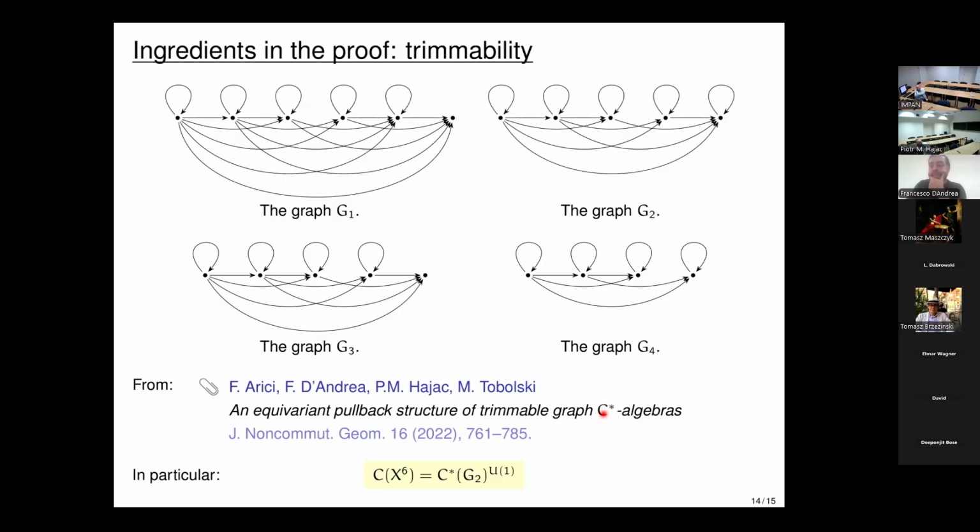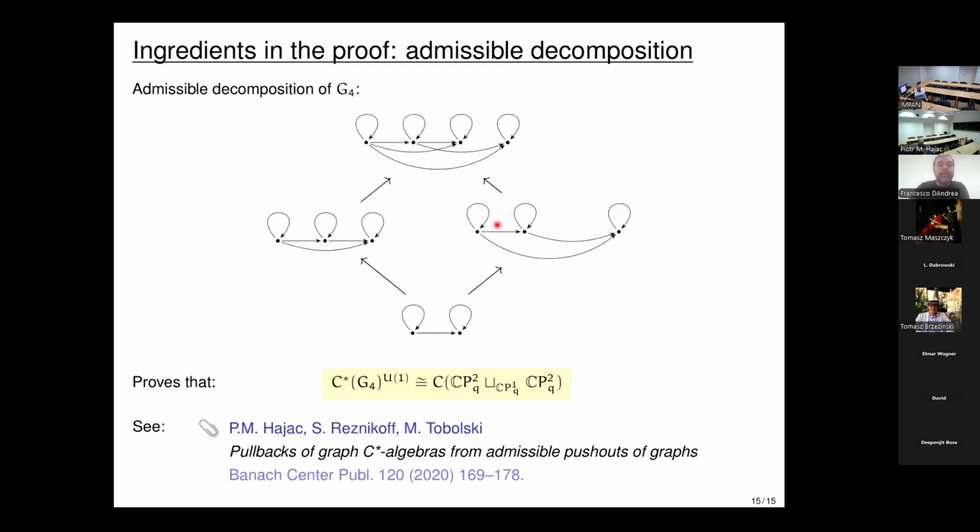But there is another theorem that I want to mention that we use, because at some point, as a 4-skeleton, what you get is this guy here, the AF core of this graph G4. And now there is another theorem that allows to interpret this core as gluing two quantum projective spaces. And this is the second ingredient in the proof, that is about admissible decompositions.